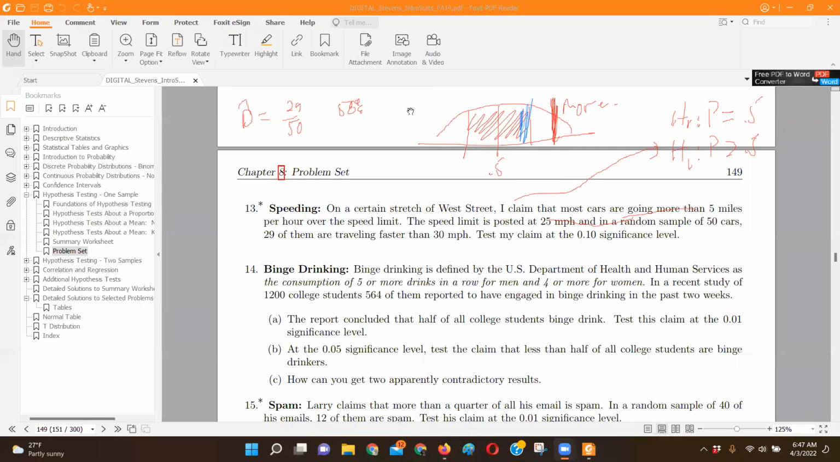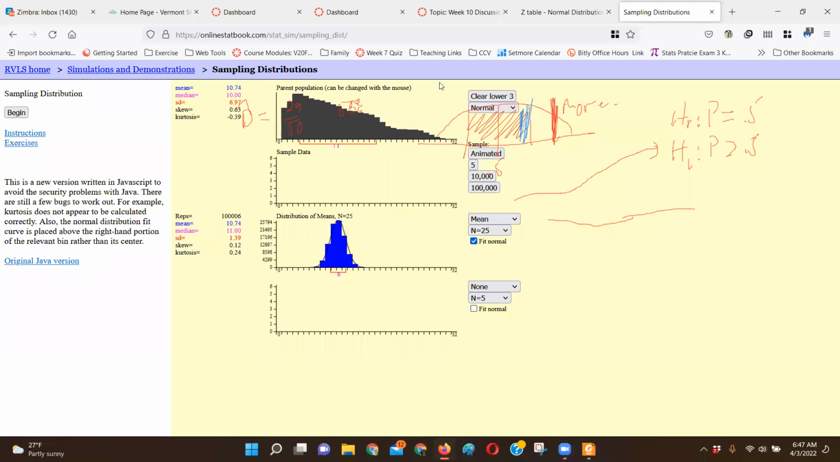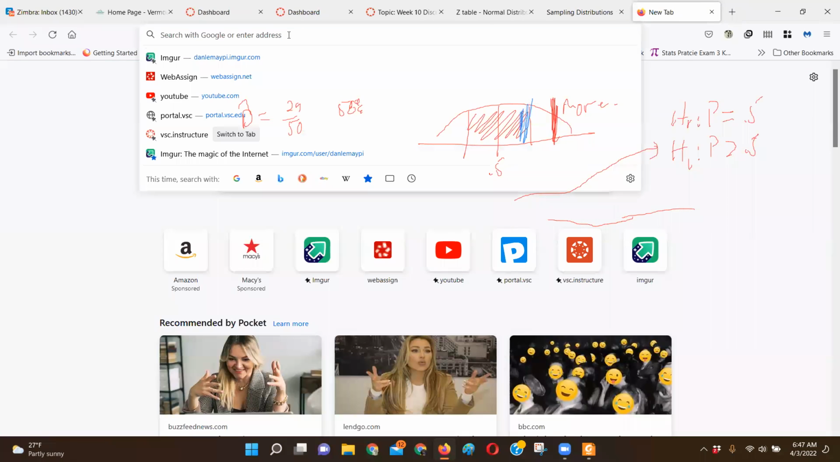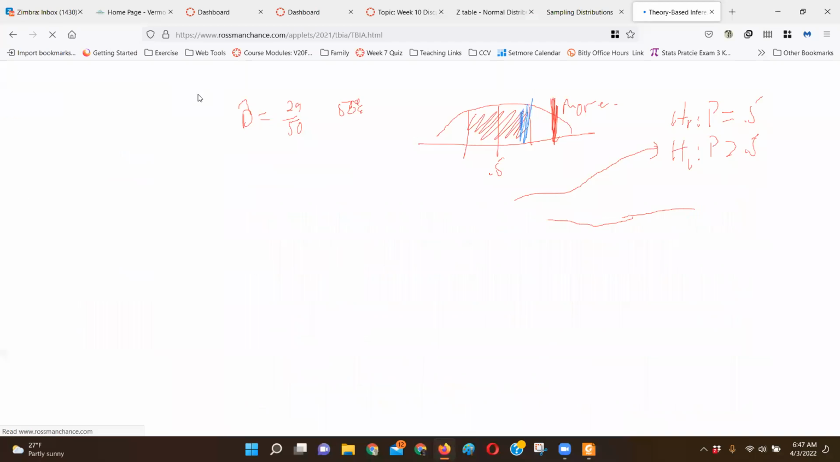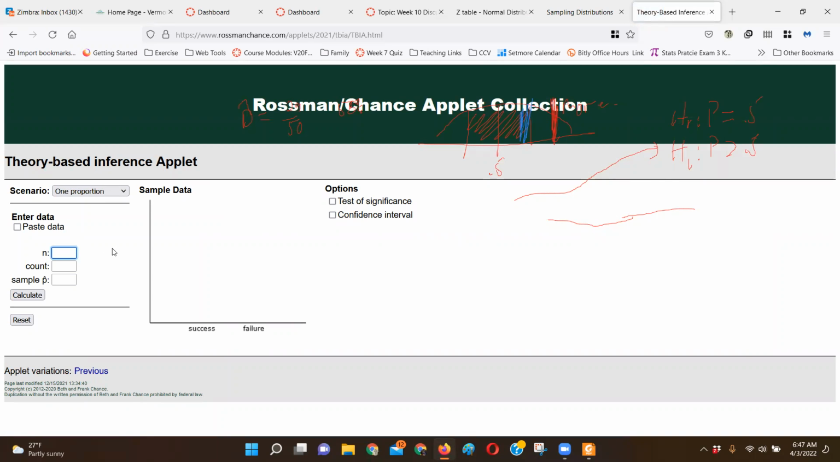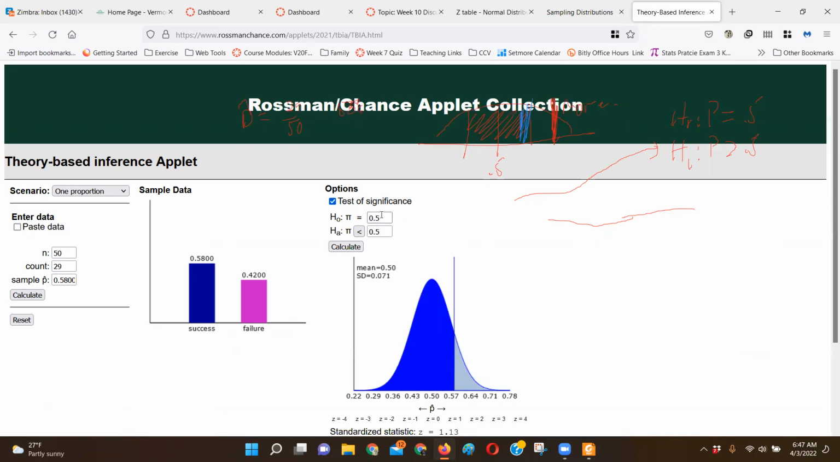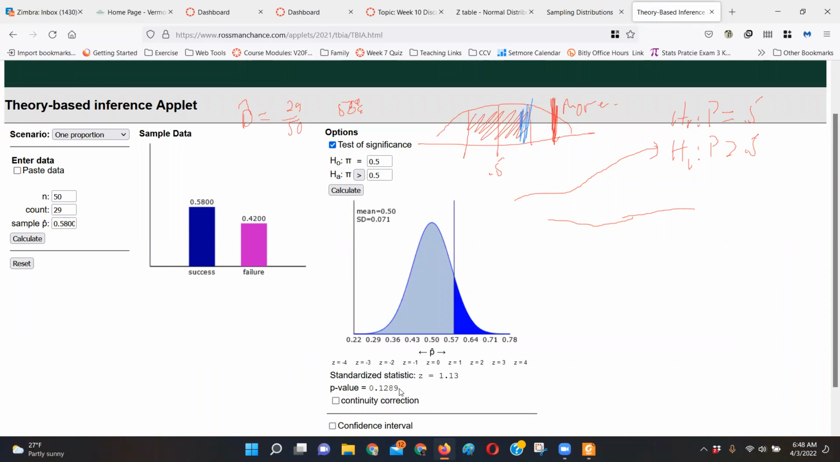So now let's go find Rossman Chance, the theory-based applets, the one we've been using, and we got a proportion. We know we have 50 in our sample and 29 successes, people that were speeding in our counts. We're doing a test of significance with a null hypothesis of 0.5, and we're trying to say it's more than that, a right-tailed test. It gives us a test statistic of 1.13, and the p-value is 0.1289.